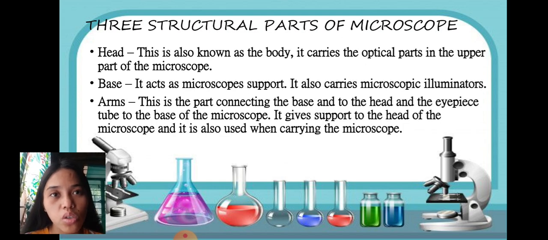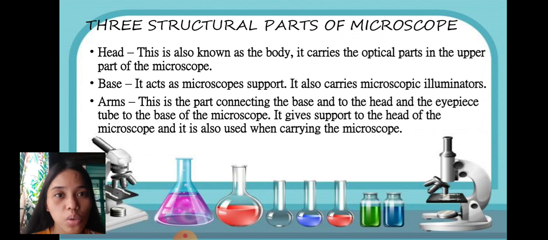Next, the microscope has three structural parts. First, head. This is also known as the body. It carries the optical parts in the upper part of the microscope. Second, base. It acts as the microscope support. It also carries the microscope illuminators. Third, arms. This is the part connecting the base to the head and the eyepiece tube to the base of the microscope. It gives support to the head of the microscope, and it's also used when carrying the microscope.